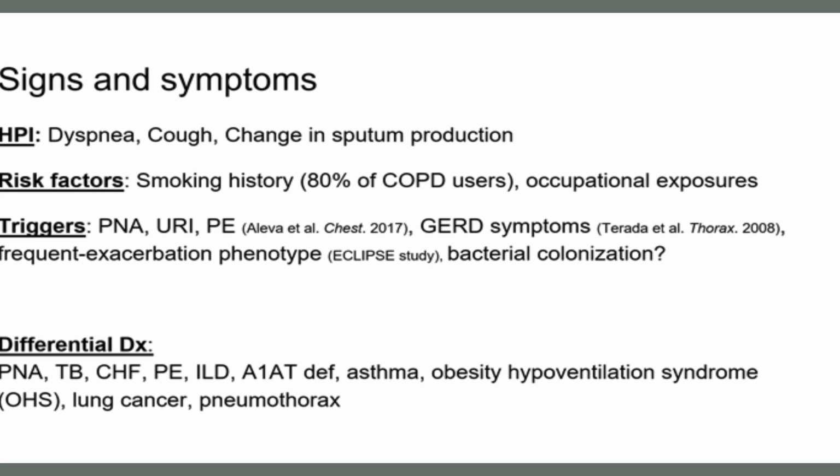The differential includes things such as TB, interstitial lung disease. Alpha-1 antitrypsin deficiency is an important one to remember, only because for everyone that has a diagnosis of COPD, guidelines actually recommend that they are screened for this at least once at the time of diagnosis, which is something that we often miss. Asthma is very similar.